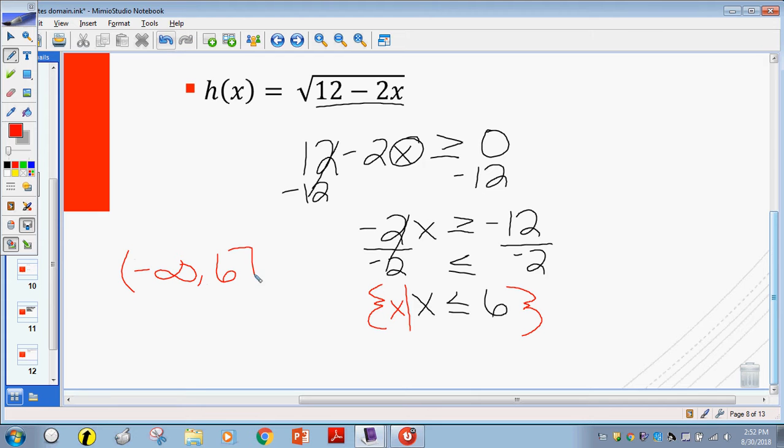So you tell that by the greater than? Your inequality. Your inequality tells you which way you're starting with your infinity.